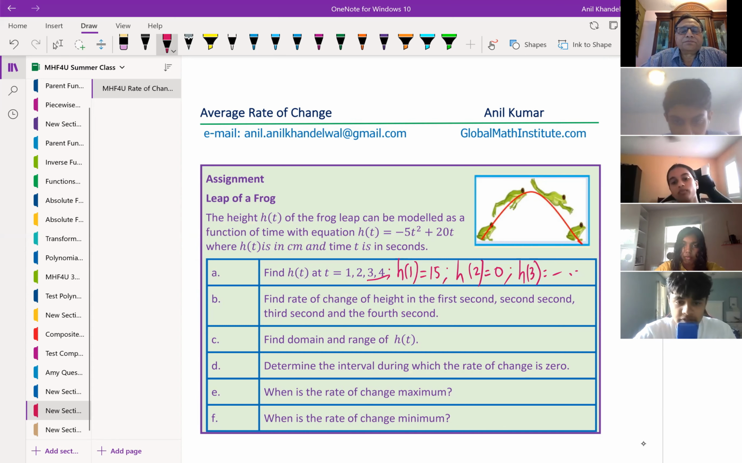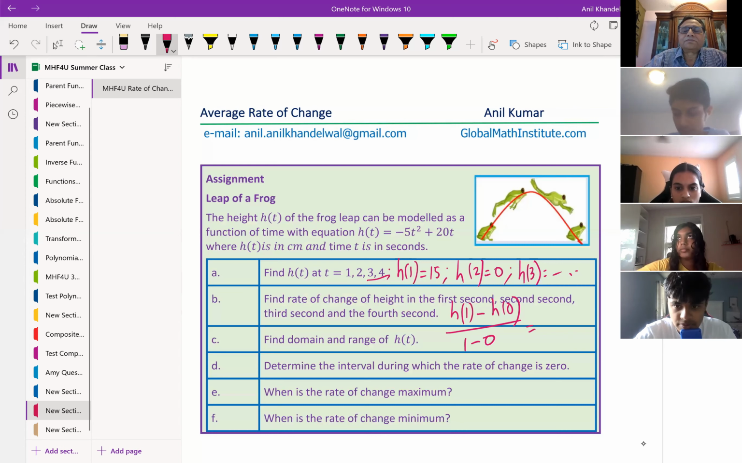Find the rate of change of height in the first second, second second, third second, then the fourth second. So what is the first second? The rate of change in the first second would be from 0 to 1. So the height at t equals 1 second minus the height at 0 seconds.